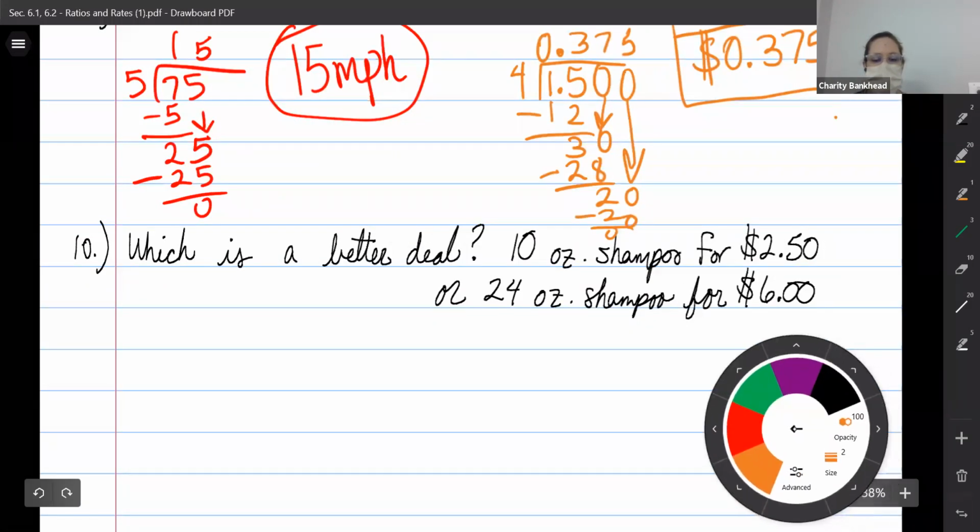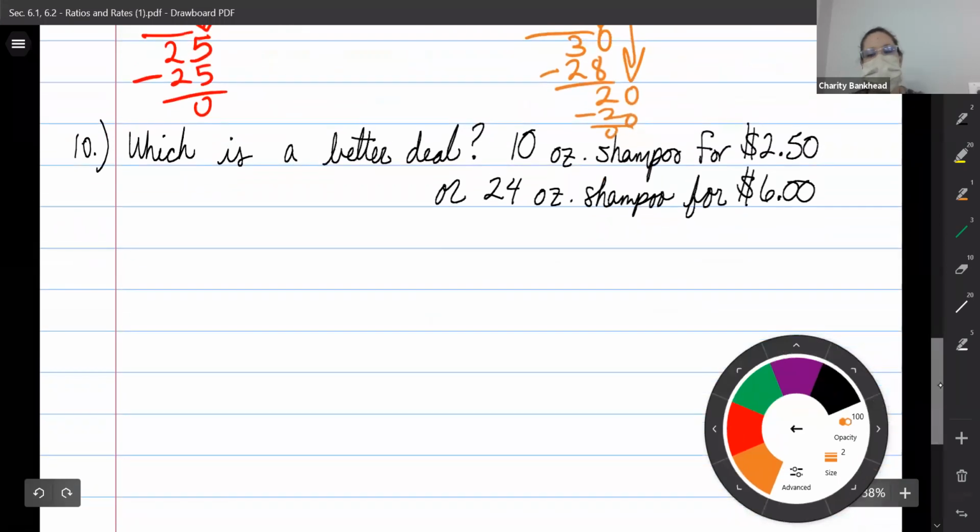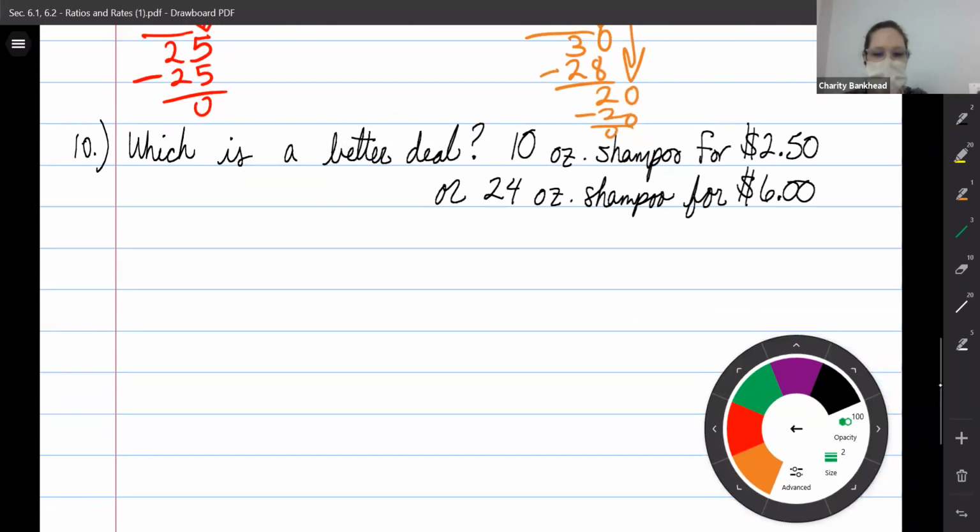All right, so which is a better deal? 10 ounces of shampoo for $2.50 or 24 ounces of shampoo for $6? Hmm? Well, see, most of the time the larger container is a better deal, but not all the time.